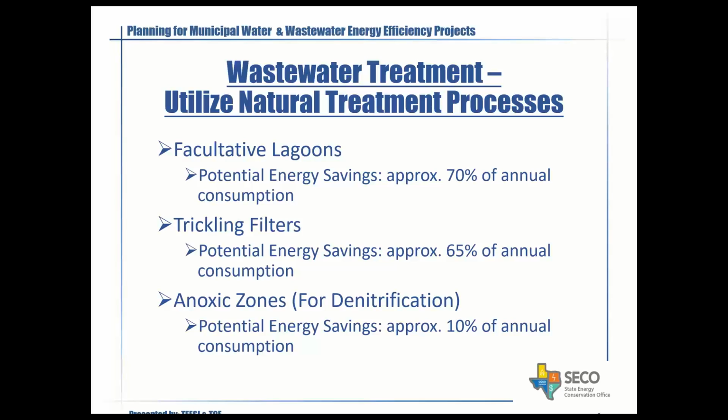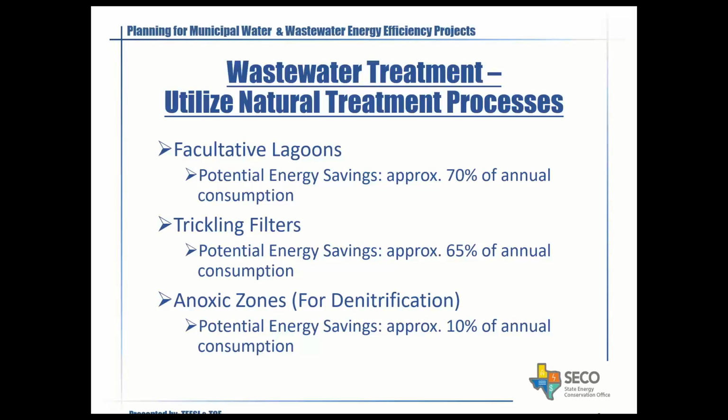Some of your natural wastewater treatment plants that people are getting away from, but they are still very efficient, are your facultative lagoons. If you can meet permit and utilize that, we're finding that you can save approximately 70% of the electrical cost. Your trickling filters are very efficient. They're about 65% of your annual consumption. When you have a biological treatment process that you could utilize anoxic zones for denitrification, you can save about 10% of your annual consumption just on this.